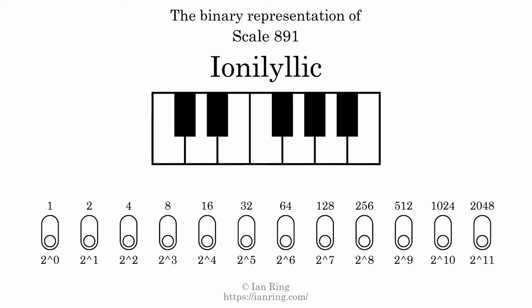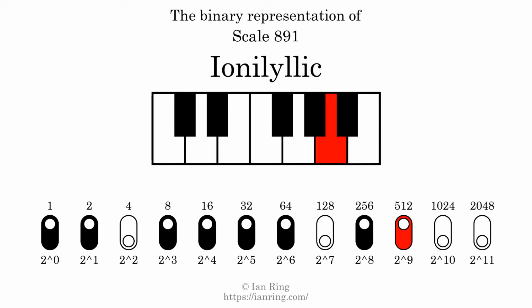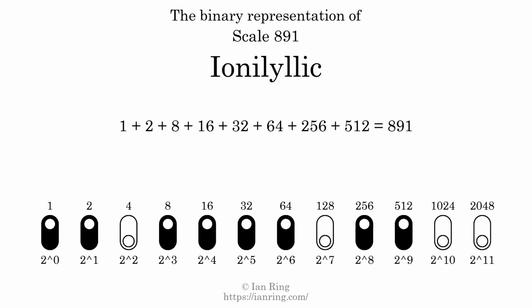The binary representation of this scale is determined by mapping tones of the scale to binary digits. Each binary digit represents a power of 2. To get the scale number, we add the powers of 2 together. The powers of 2 that are present in the scale, all added together, equals 891. That is why the scale number, in decimal, is 891.